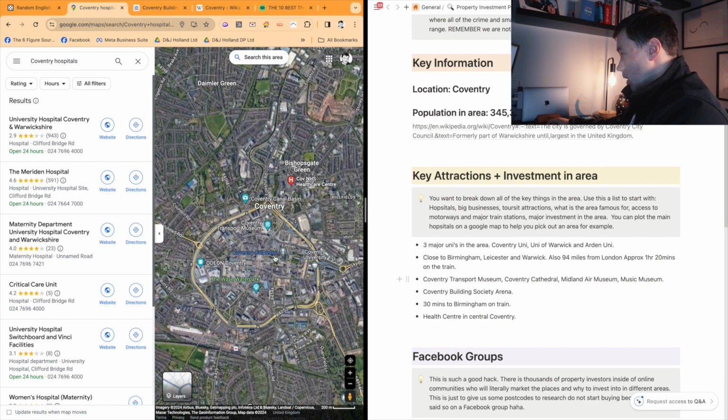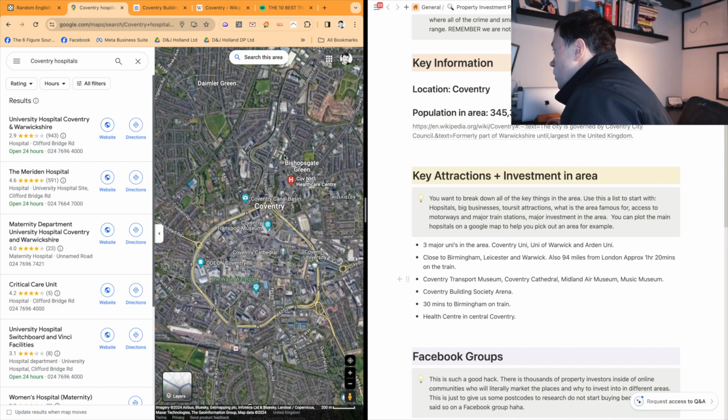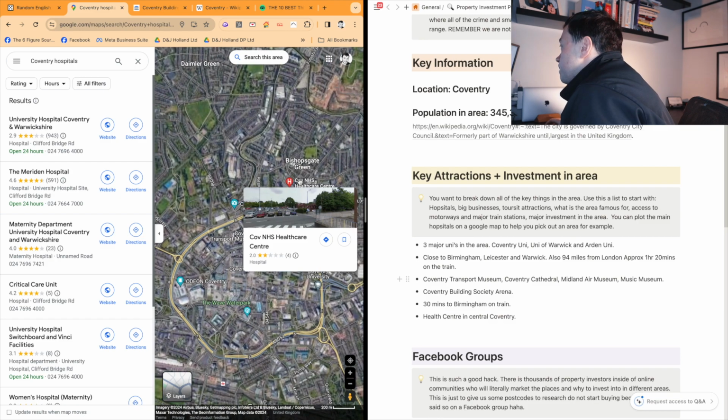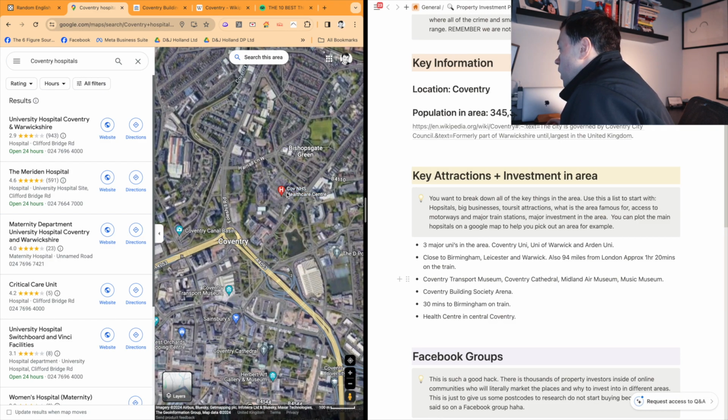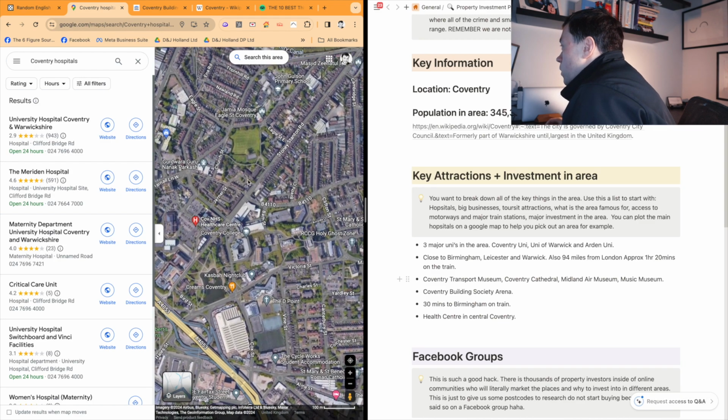Right, yeah, we've got the university there, the cathedral, transport museum. So this is going to be the sort of city centre. So you're a little bit outside of it there, with that health centre there. So I suspect all around here is going to be a good rental area.